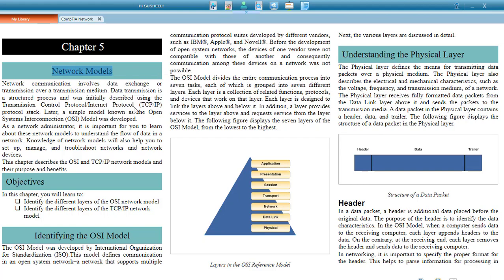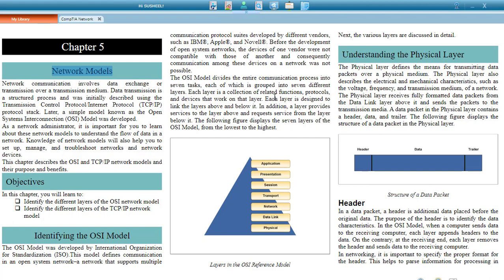Network models. Network communication involves data exchange or transmission over a transmission medium. Data transmission is a structured process and was initially described using the Transmission Control Protocol/Internet Protocol (TCP/IP) protocol stack. Later, a simple model known as the Open Systems Interconnection (OSI) model was developed.